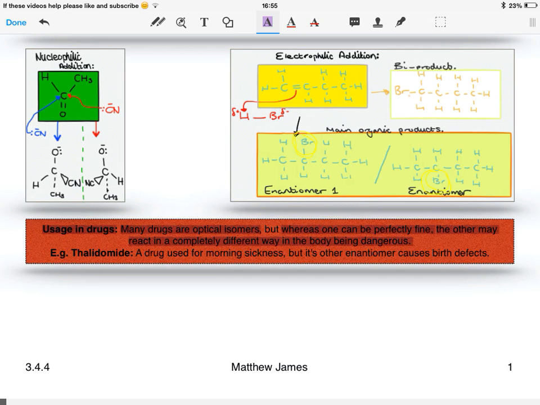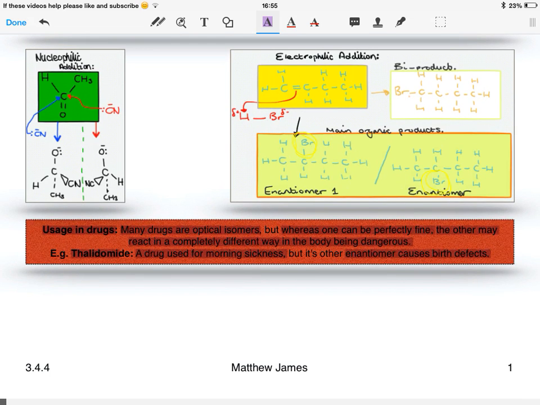And for example, you need to know the example of thalidomide, and this is a drug that was used for morning sickness. However, the other enantiomer caused birth defects. So that's just an example of where one enantiomer can be fine, but another can react in the body to cause harm. So that's all you really need to know for optical isomerism.